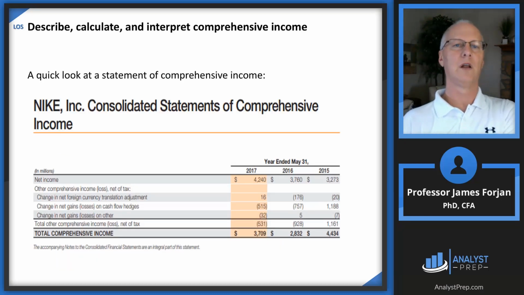So here's Nike's comprehensive income. We start with that net income of $42.40. We had that on the previous slide a few minutes ago, and then we're going to make some changes to it: foreign currency, gains or losses on hedges, and then some other gains or losses.